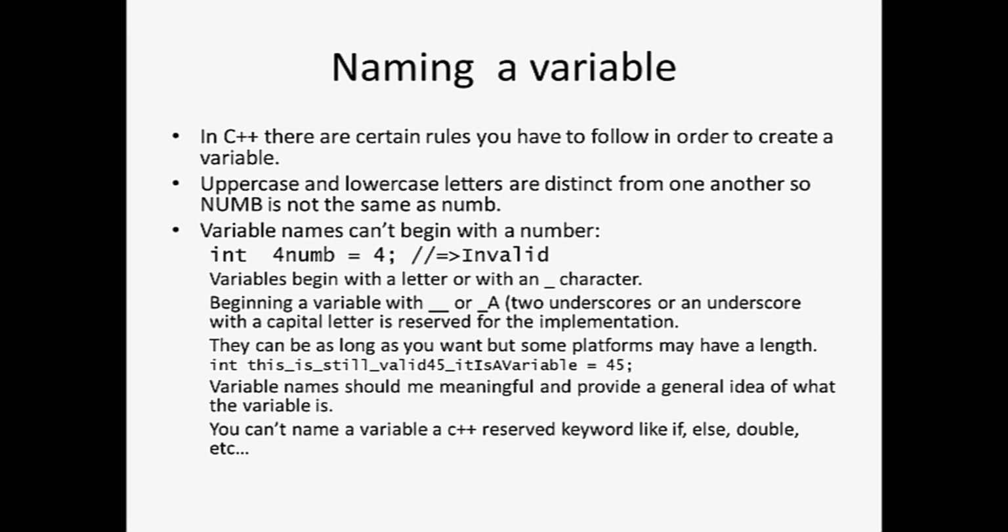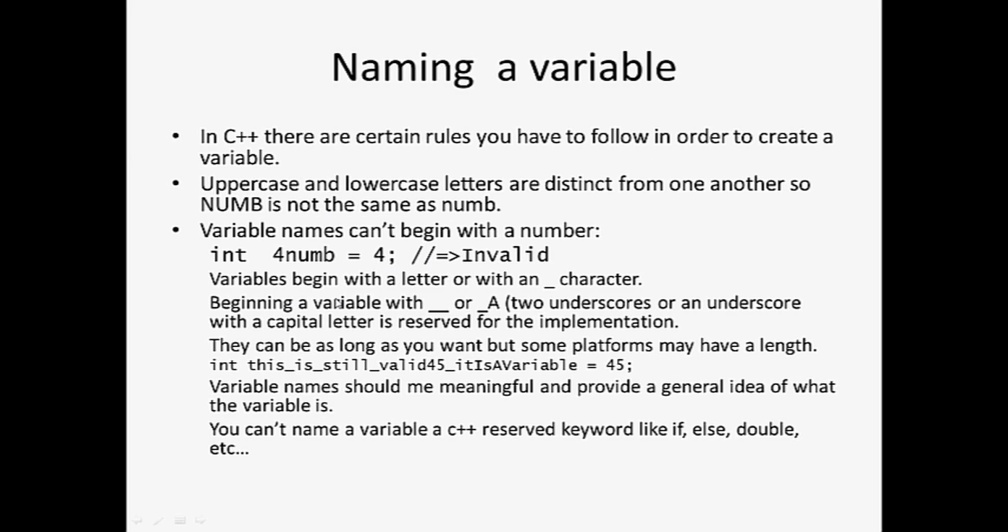We have some rules we have to follow in order to create a variable. First of all, uppercase and lowercase letters are distinct from one another. So this all capital NUM here is not the same as this lowercase num. They're different, they're distinct. Variable names cannot begin with a number, so this int for num is invalid. Variables begin with a letter or an underscore character.